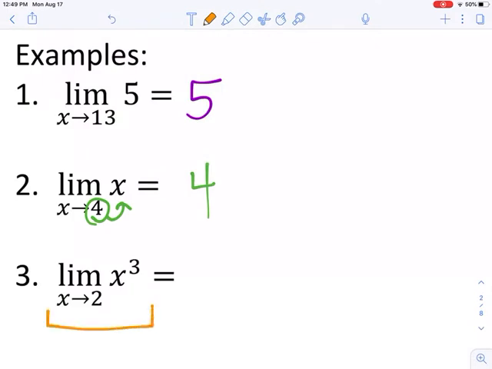Lastly, the limit as x approaches 2 of x cubed, what we get to do here is throw this in for x, so this is 2 cubed, which is 8. And it's as simple as that.